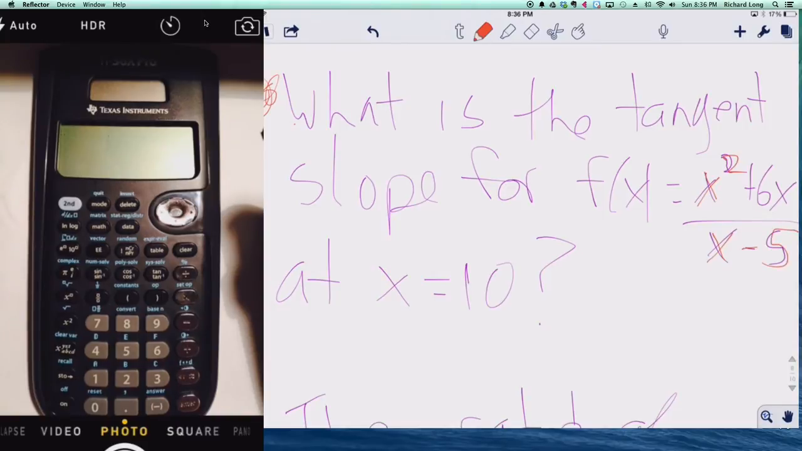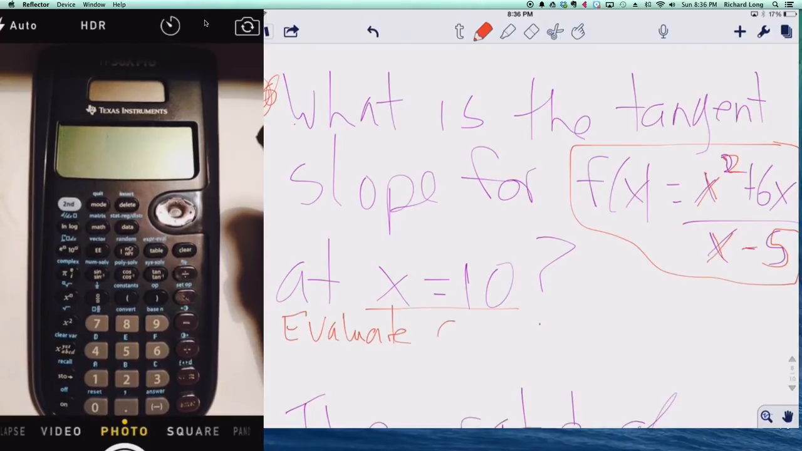So we know that's a rational function. It's a fairly complicated function, but we want to figure out what the slope of the function is at x equals 10. So this is really asking us to evaluate the derivative at x equals 10. So here's how we do that, folks.